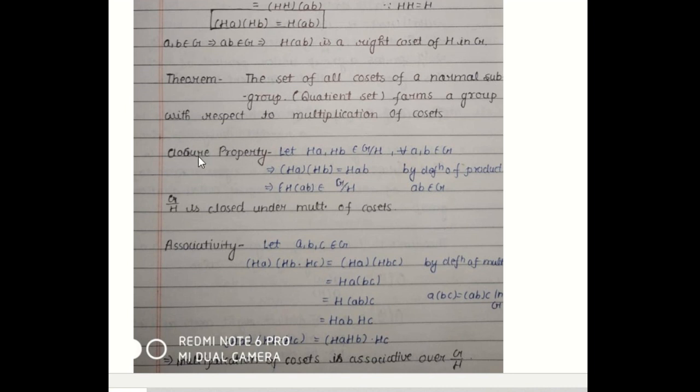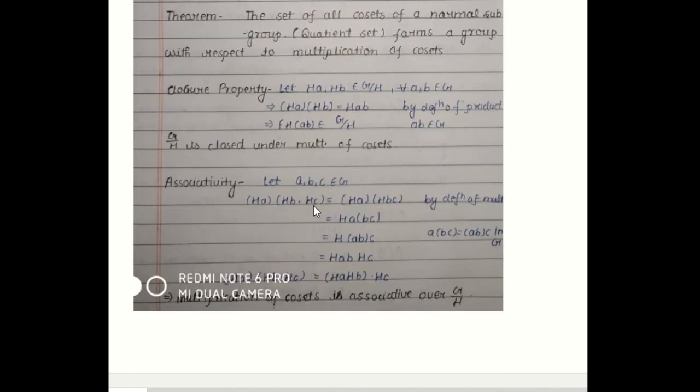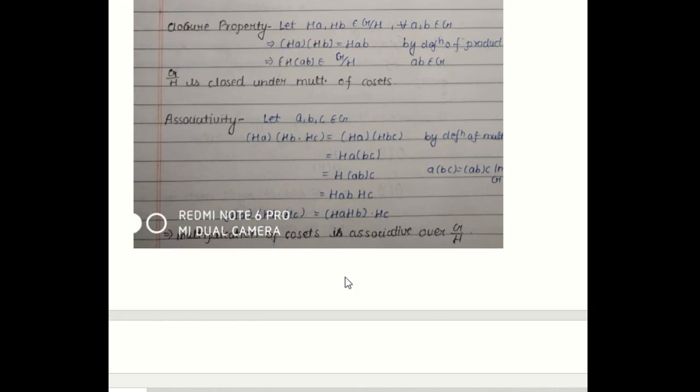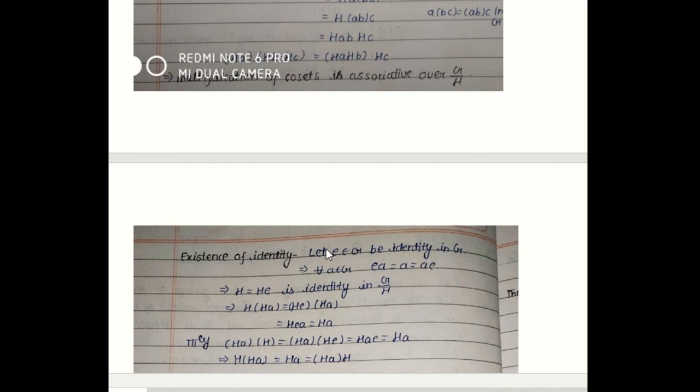First of all, we know the definition of a group from the first lecture. It has to satisfy four properties: closure, associativity, identity, and inverse. One by one we will show it, and it can be easily shown. By the definition of multiplication of cosets, Ha times Hb is equal to Hab, so it is closed. So G/H, the factor group, is closed with respect to multiplication of cosets. We can easily see the associativity by applying this theorem: the multiplication of cosets is associative over G/H.